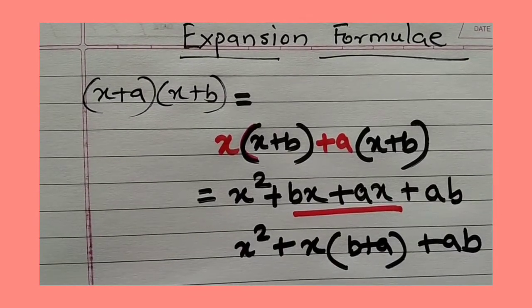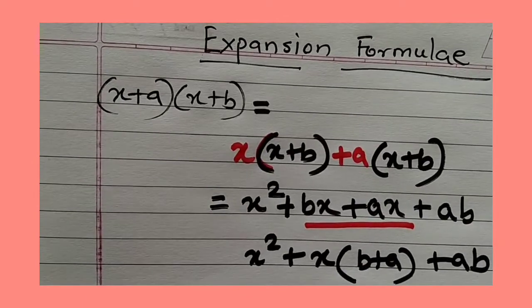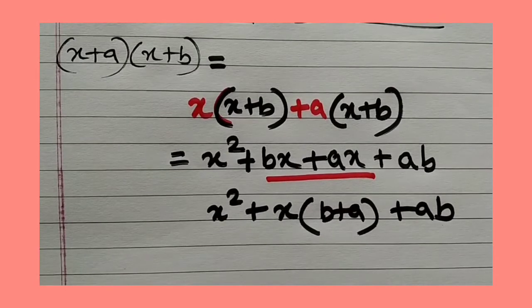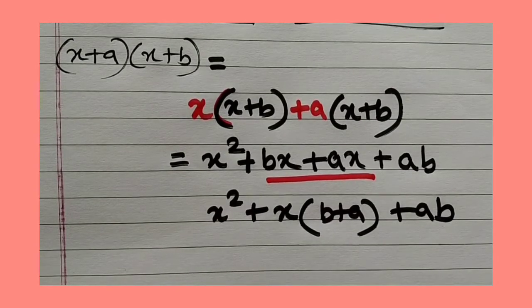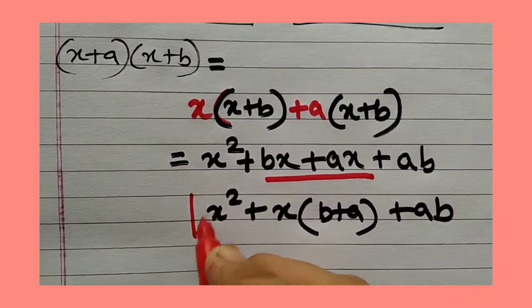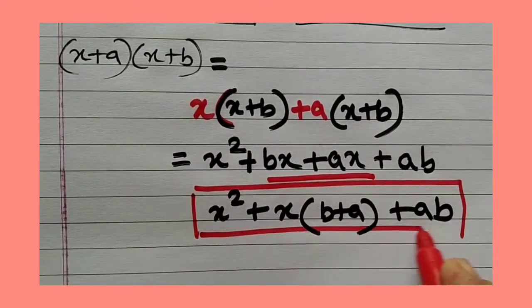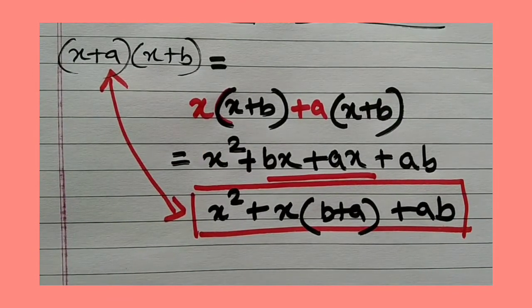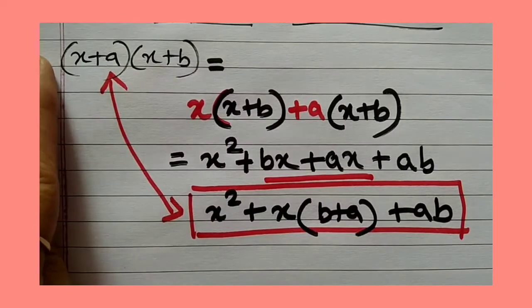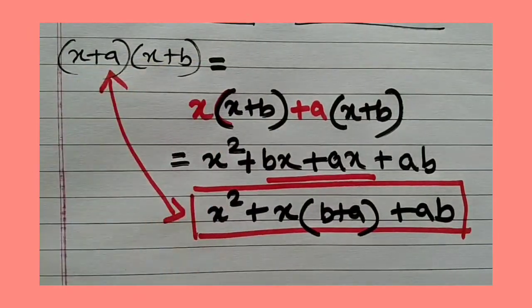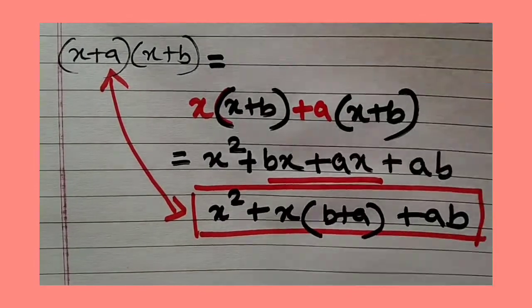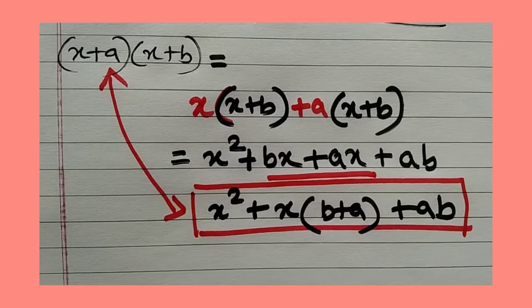So from this we found what we are getting: x² + x(a + b) + ab, or x(b + a) + ab. We can use this as a formula to do different sums. When we have (x + a)(x + b), where these two are the same and these two are different, what should we get? x² + x(b + a) or (a + b) + ab. Now using this formula we will be doing different sums.